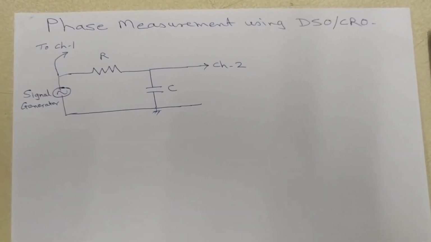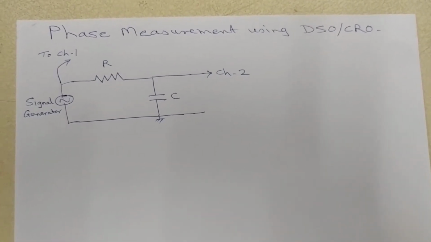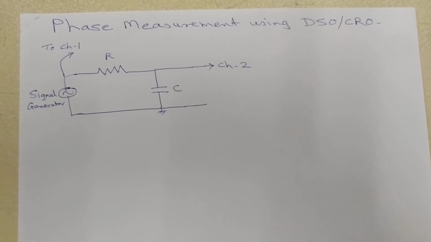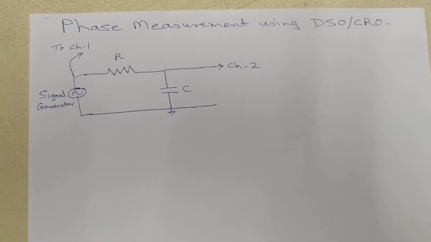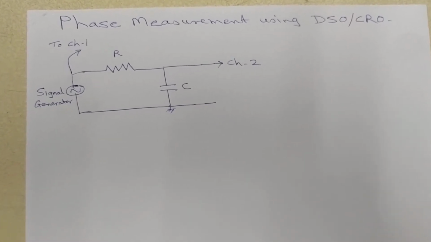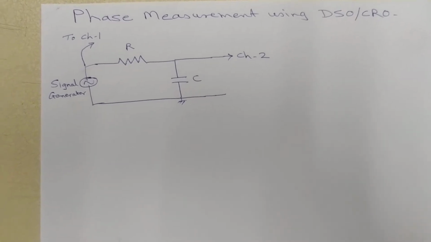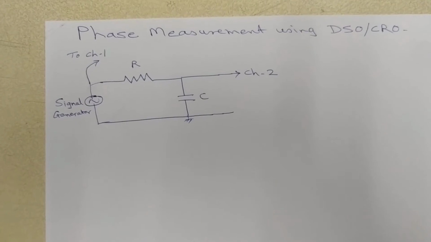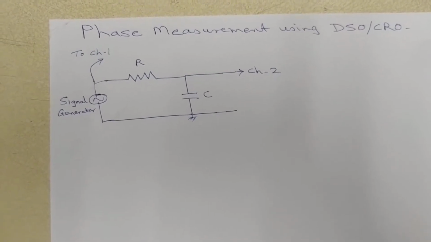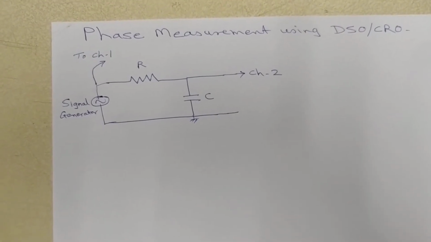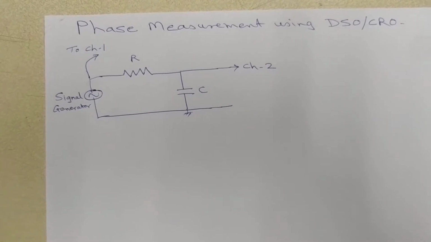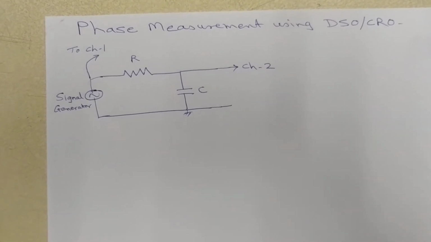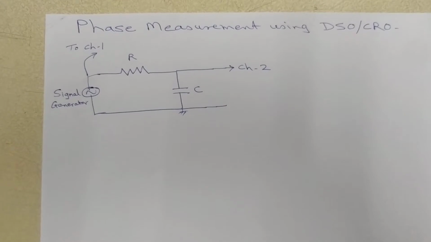Hello SY students, let us consider the phase measurement using DSO or the CRO. A simple R and C network is considered. For the input, the signal generator is connected, and the same input is connected to channel 1, and the output across the capacitor is connected to channel 2. So this is the arrangement that is considered for the experiment.